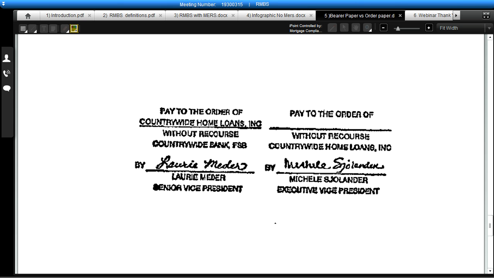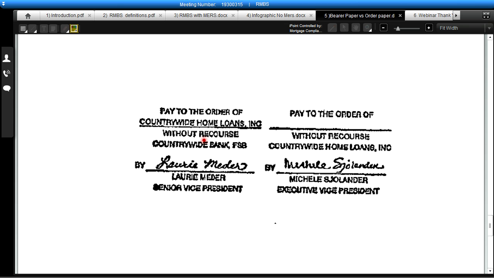So let's look at it. This is at the bottom of the John Doe note. The John Doe note has been endorsed by Countrywide Bank FSB. Okay. The endorsement states, paid to the order of Countrywide Home Loans Inc. without recourse. So this constitutes a negotiation under UCC Article 3 concerning negotiable instruments.